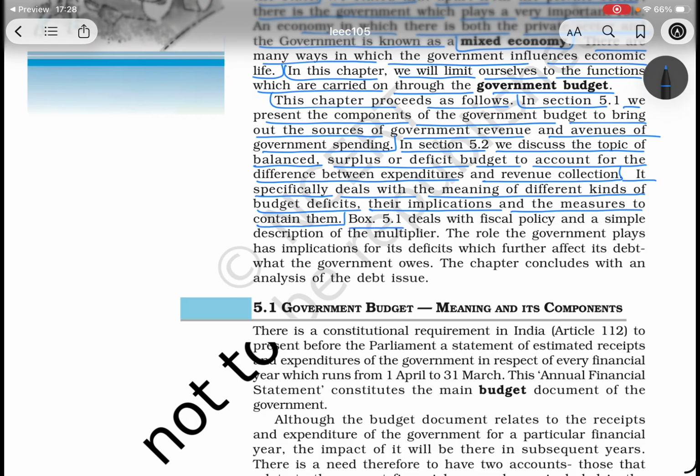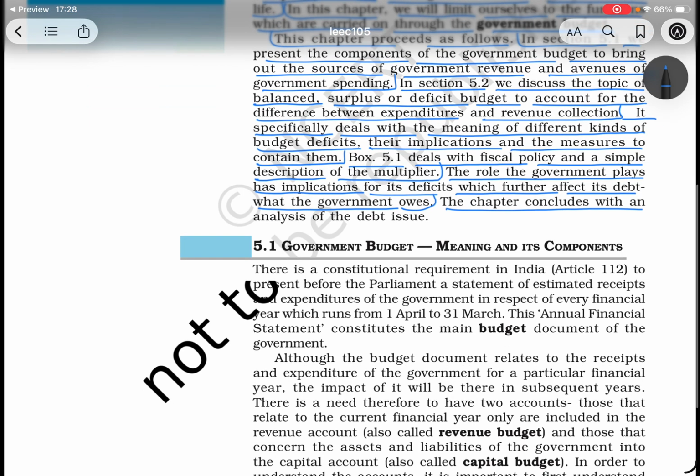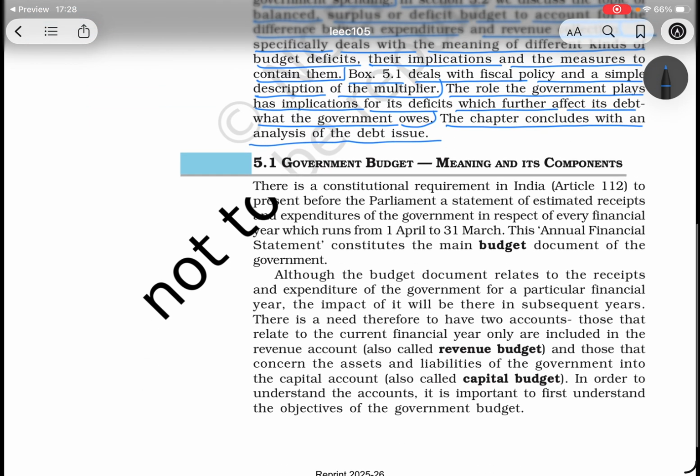Box 5.1 deals with fiscal policy and a simple description of the multiplier. The role the government plays has implications for its deficits, which further affect its debt, what the government owes. The chapter concludes with an analysis of the debt issue.